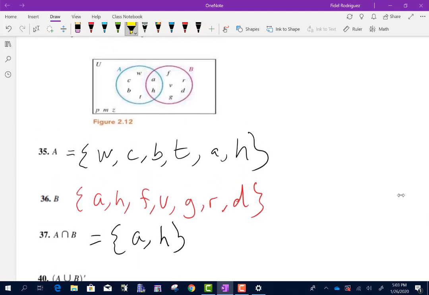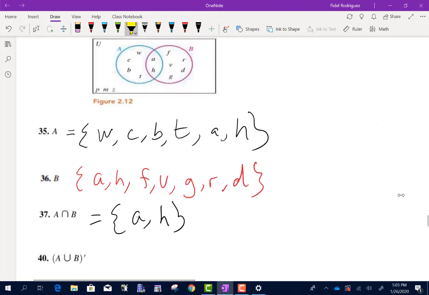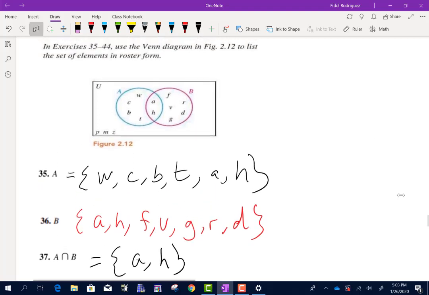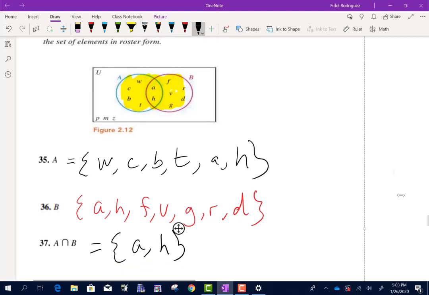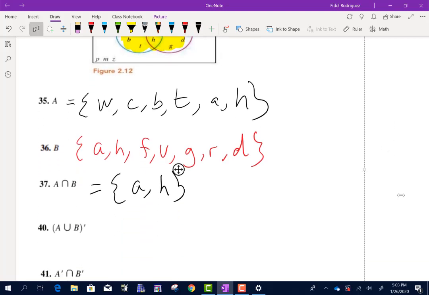Now, the next thing I want to point out, look what it says. It says A union B complement. Guys, remember what A union B means? A union B means all of this, everything I've just highlighted. So now if I look at that, what letters did we not highlight? Well, the letters P, M, and Z.